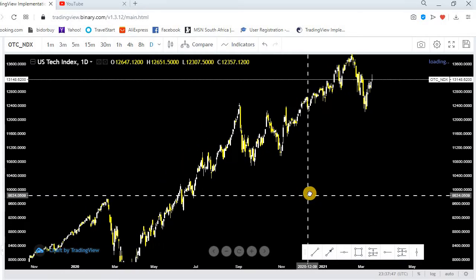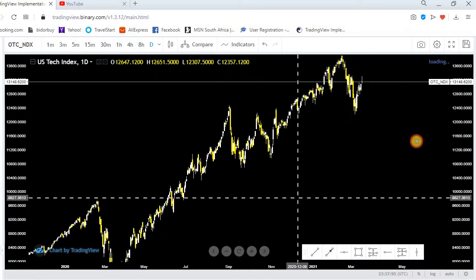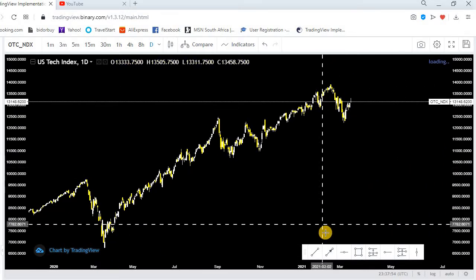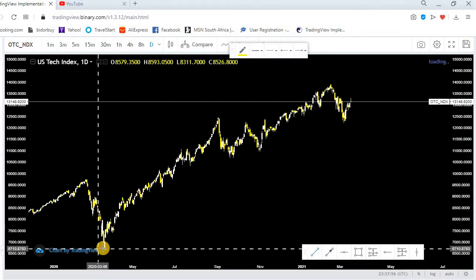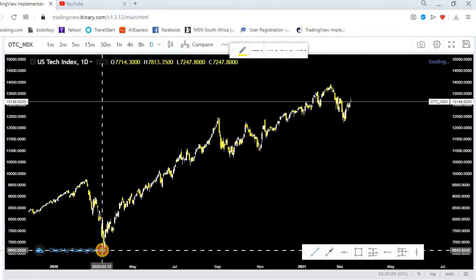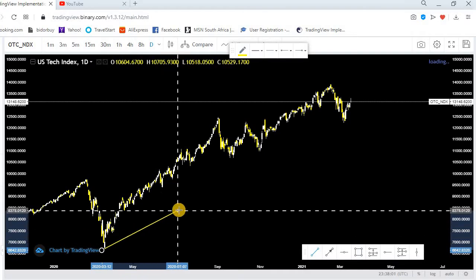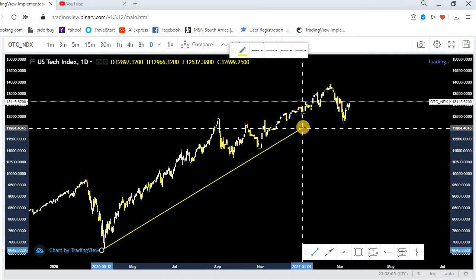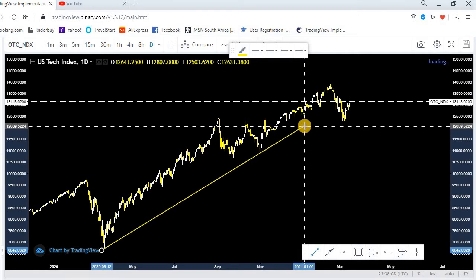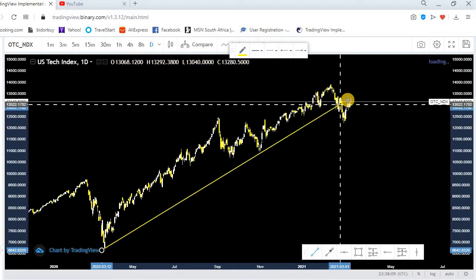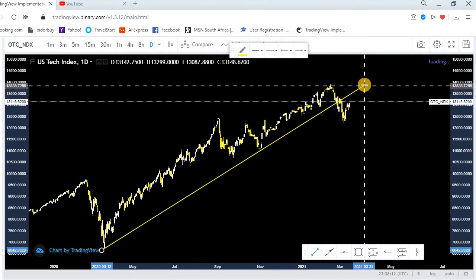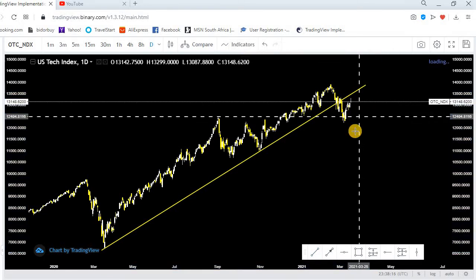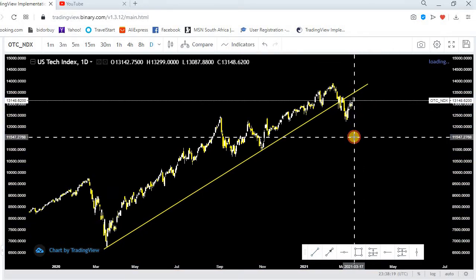First of all, when you are a Nasdaq trader, whoever you are, the first thing you need to do, let's say it's your first time checking out the instrument, is to view it on the daily time frame or weekly, actually a higher time frame.